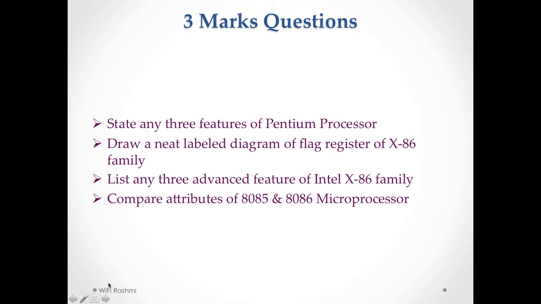3 marks questions: from this chapter you are getting 4 marks only, sometimes it is for 3 marks. So for 3 marks you are having: state any 3 features of Pentium processor. In this you have to explain features like dual pipeline, branch prediction, 64-bit data bus. ऐसे सारे फीचर्स आपको यहाँ पे एक्सप्लेन करने हैं.